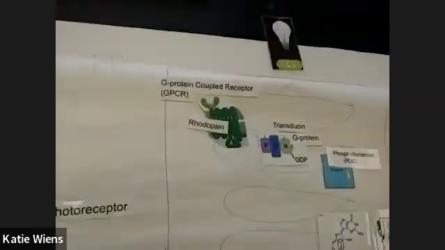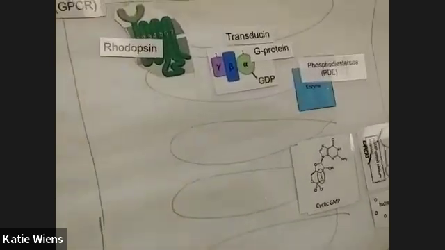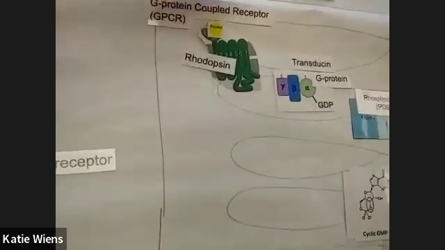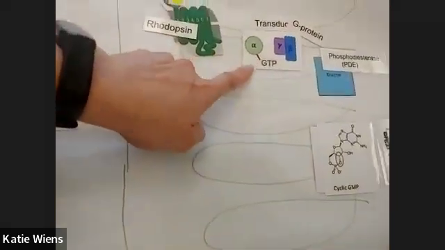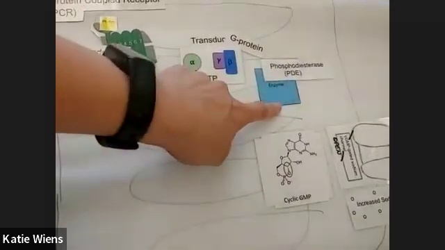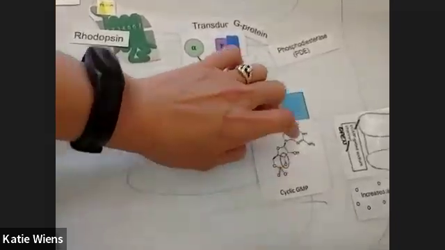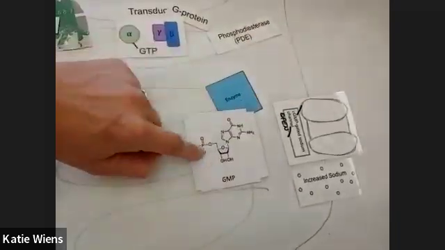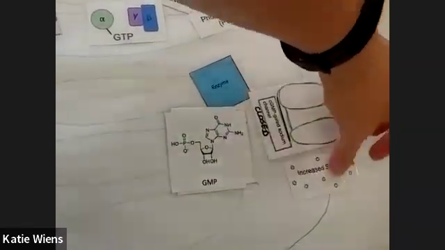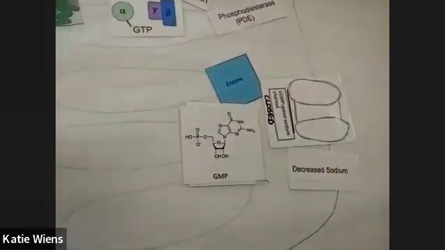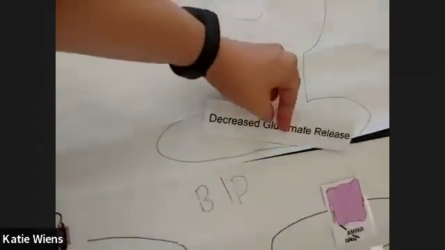Now, if we switch it and we turn our light on, then a photon of light is going to bind rhodopsin. That is going to activate transducin. The activated transducin G protein is going to go and activate phosphodiesterase. The job of phosphodiesterase is to break this down from cyclic GMP into GMP. And then that is going to close these cyclic GMP gated sodium channels and lead to a decrease in sodium. So then that decrease in sodium is going to hyperpolarize and we don't get glutamate release.